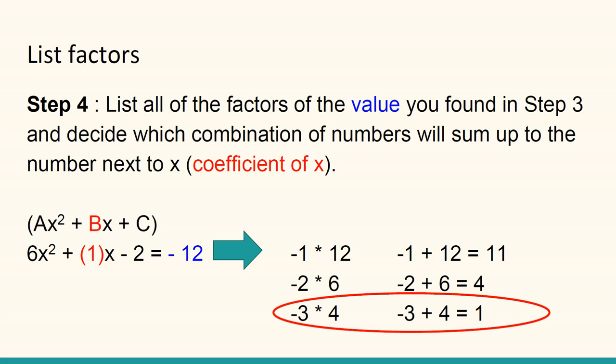Let's see. There's negative 1, 12, or 1, negative 12. Negative 2, 6, or 2, negative 6. Negative 3, 4, or 3, negative 4. Perfect. We're looking for factors that if we add up, they'll lead to the coefficient of x, which is 1. So when we add up these factors, only negative 3 and positive 4 equals 1. So this is the factor we choose.